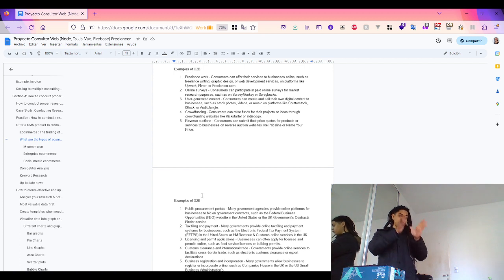And now for consumers, government to consumer, we have things like tax payment portals like the IRS, payment of utility bills, driving license and vehicle registration. So, for example, the DMV in California, the Department of Motor Vehicles in California.